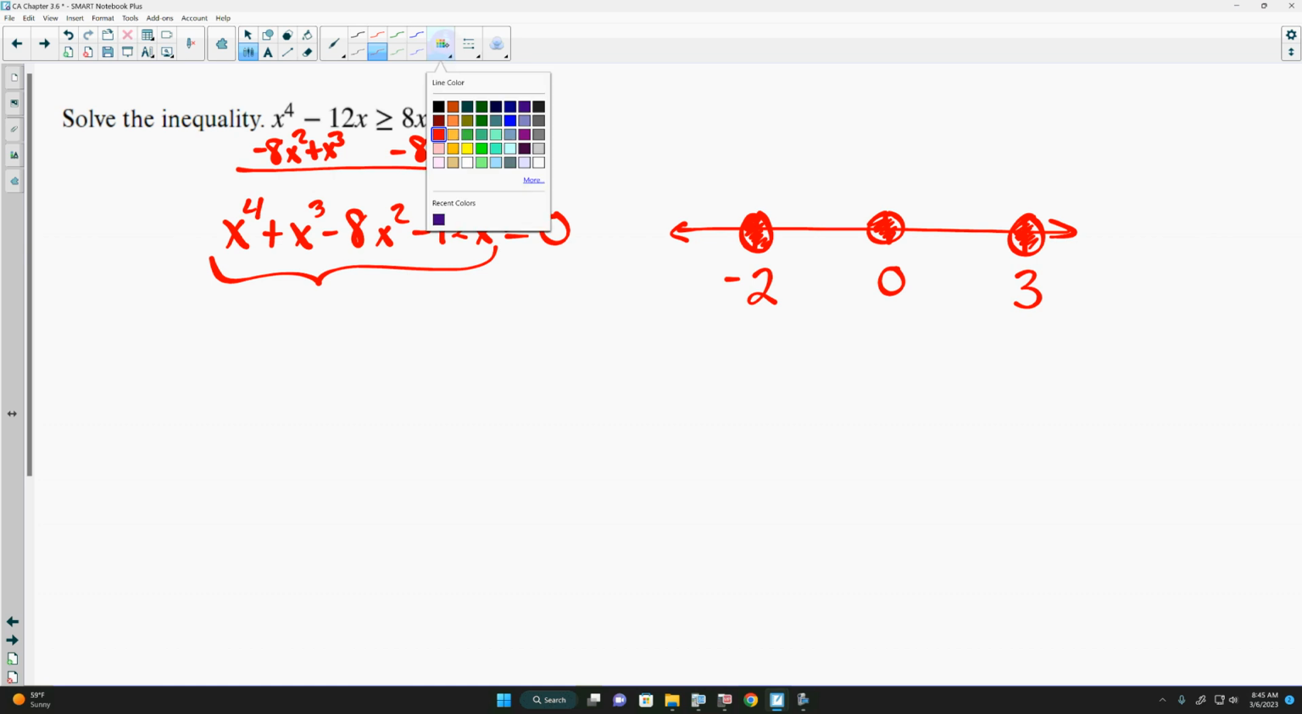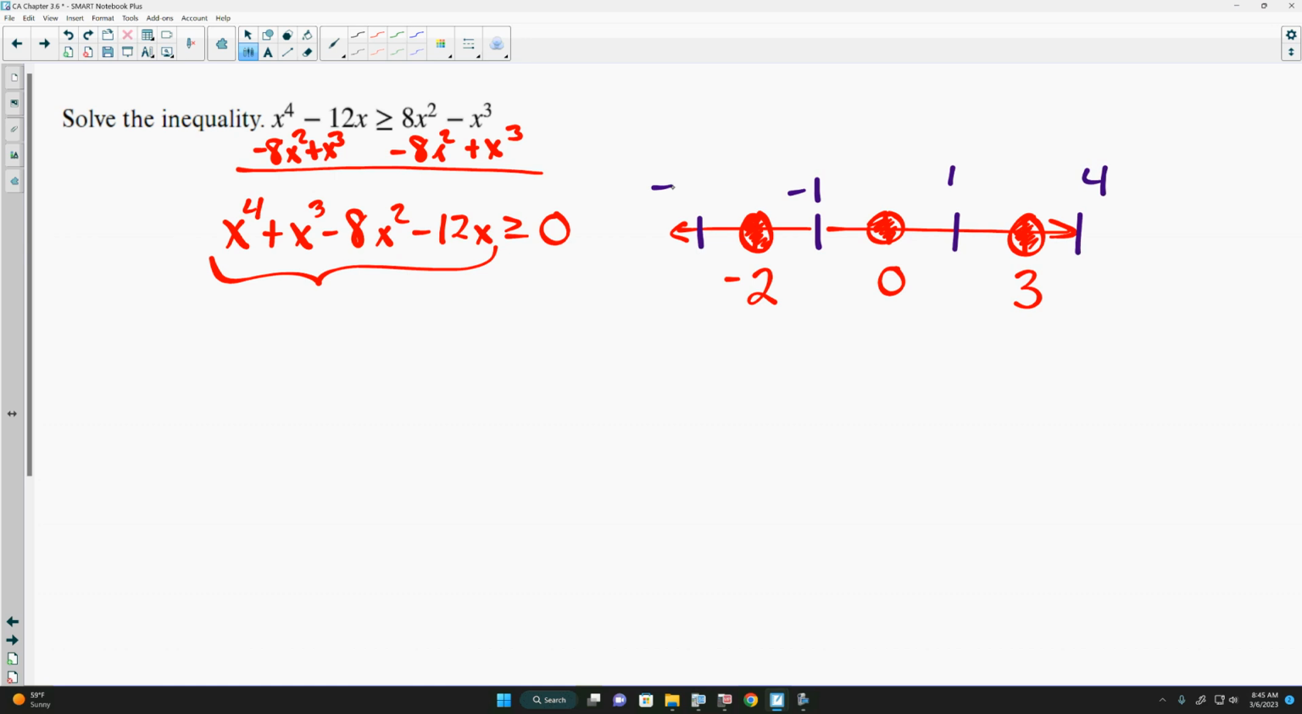Now we could pick test points. So I could pick -1, I could pick 1. We could pick 4, and then we could pick, say, -4. I could pick these points that are in these locations, like we did on the first one, and plug them in and check it. So I could plug -4 in and see, do we get a value greater than 0? We could do the same thing with -1, 1 and 4.